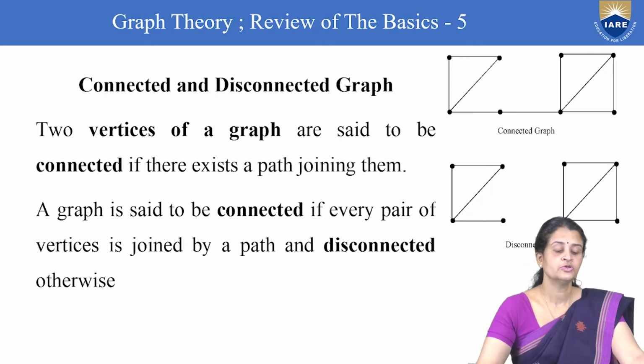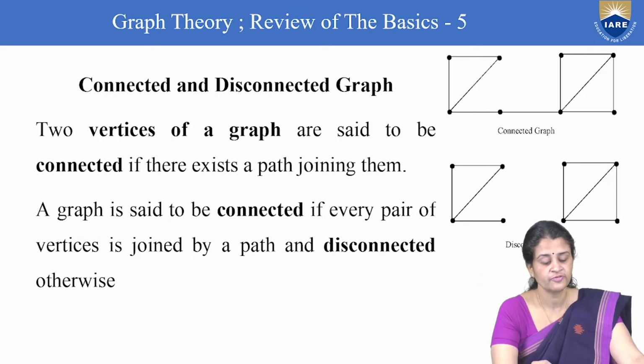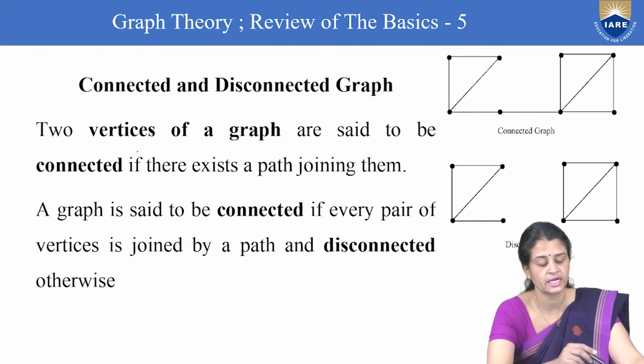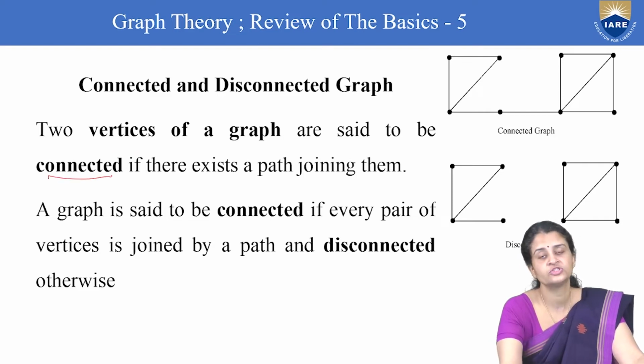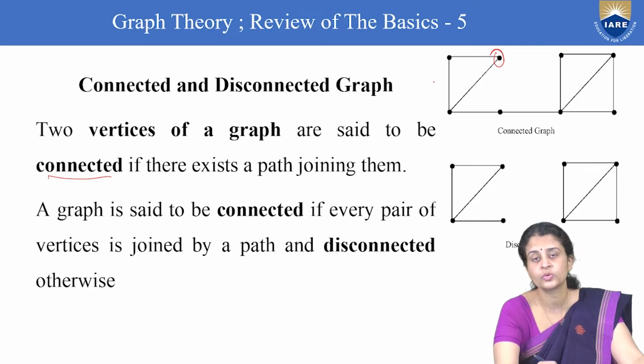Two vertices of a graph are said to be connected if there exists a path joining them. What is a path? It's an alternating sequence of vertices and edges such that no vertex is repeated. Suppose I am taking this vertex. I can go to any other vertex of this graph through some path. I can find a path between this vertex and any other vertex.